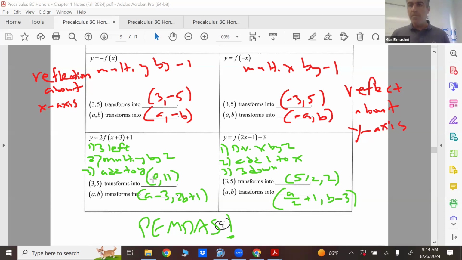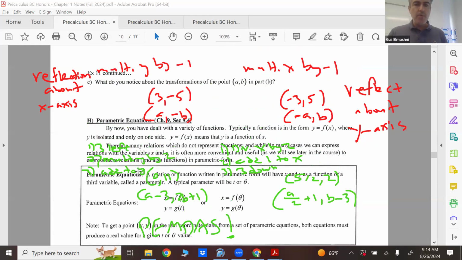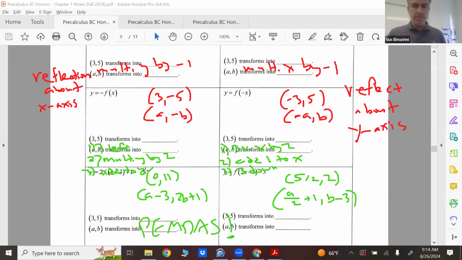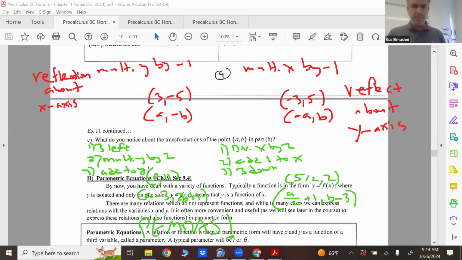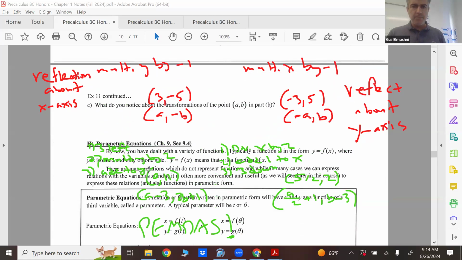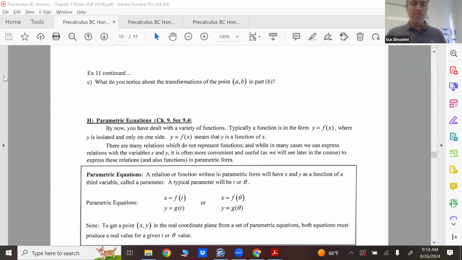Okay, so we'll revisit this on Thursday, as I said. And just to wrap things up, for example 11, what did you notice about the transformation of the point a, b in part b? Well, I don't know. Just follow the same thing as 3, 5. Not sure what's meant by that question. Let's not worry about that question. This question seems lame to me. I didn't make these notes, by the way. I just borrowed them from the previous teachers. So anyway, it's all good.